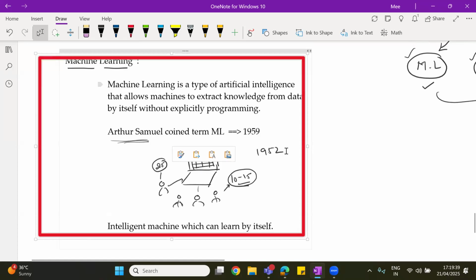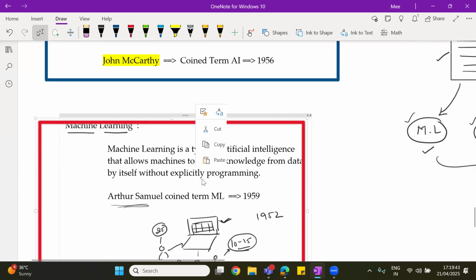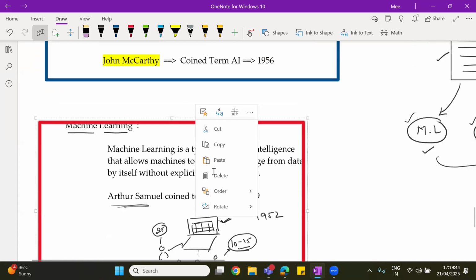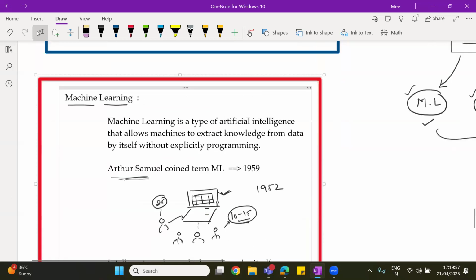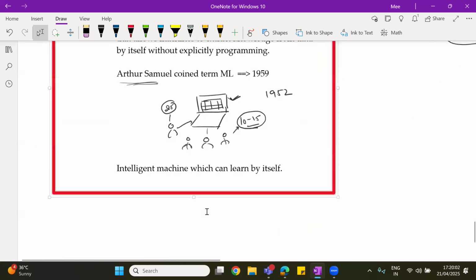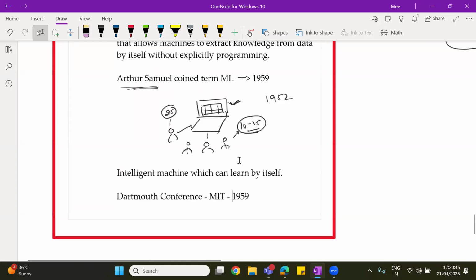Dartmouth conference, in the year of MIT. It's under Massachusetts. In the year 1959, right? I explained to you over here, in 1959.